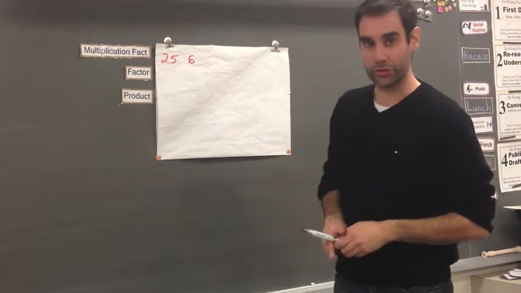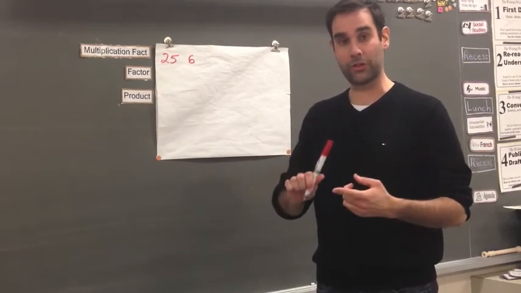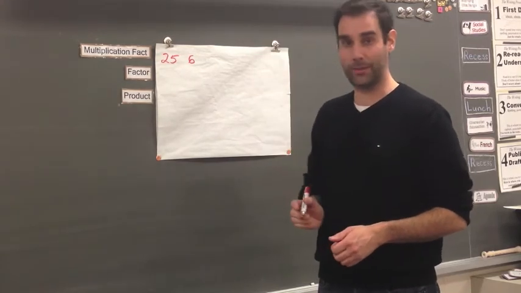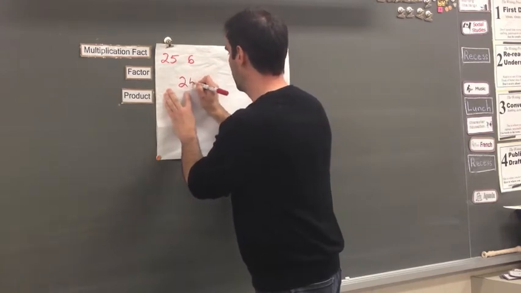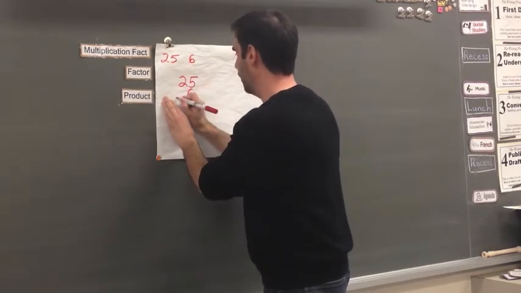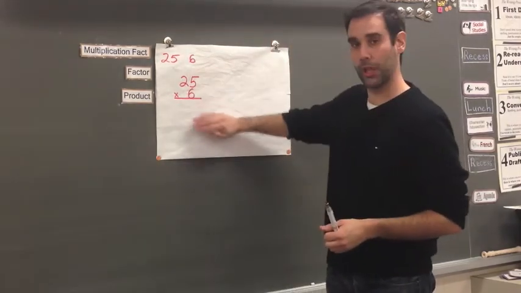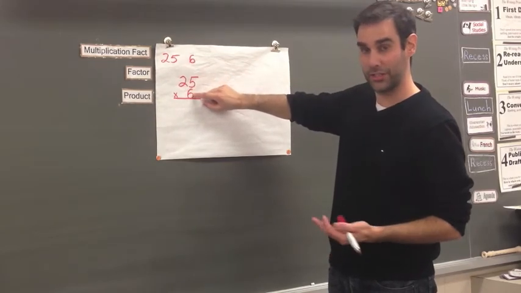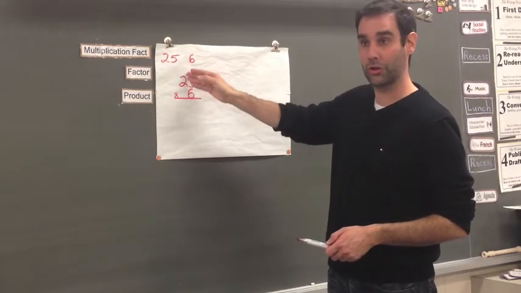Okay, so we have our two factors. Now we want to set them up on the page, nice and neat, lining them up just right. We're going to line them up vertically, up and down. I'm going to start with 25. Then I'm going to bring the 6 right underneath the 5. Put my line in and my multiplication symbol. Notice how I have them lined up. The 5 in the ones column is lined up with the 6, because the 6 is in the ones column as well. So you have to make sure you line them up according to their column.